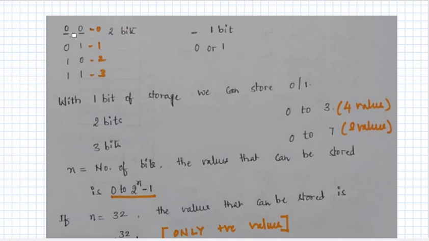If I have 2 locations, I can store 4 values, that is 00, 01, 10 and 11. Before that, let us assume I just have one place. I just have a bit wherein I can store a value. I can either store 0 or 1, that is 2 values I can store, correct? I can just store 2 values.